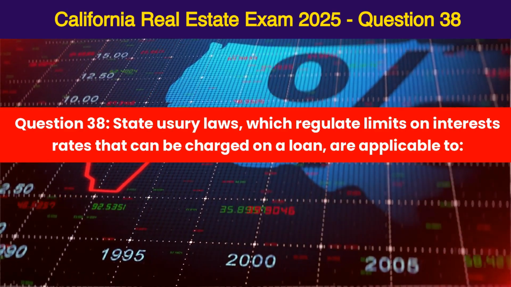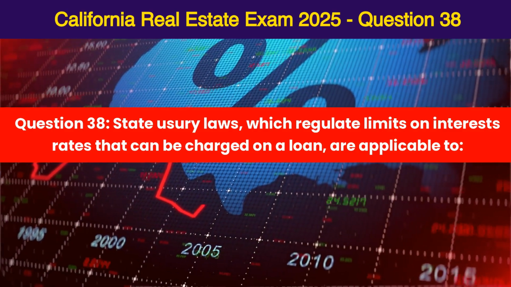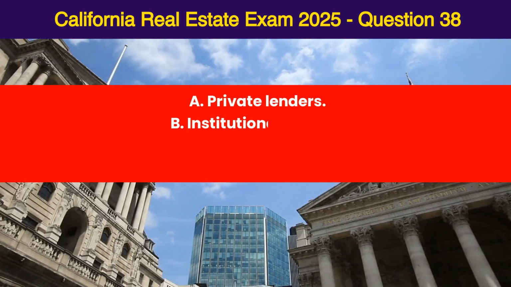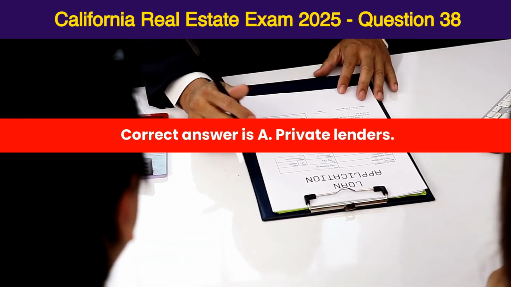Question 38. State usury laws, which regulate limits on interest rates that can be charged on a loan, are applicable to A. Private lenders. B. Institutional lenders. C. Savings banks. D. All of the above. Correct answer is A. Private lenders.